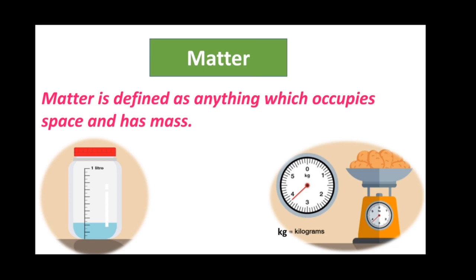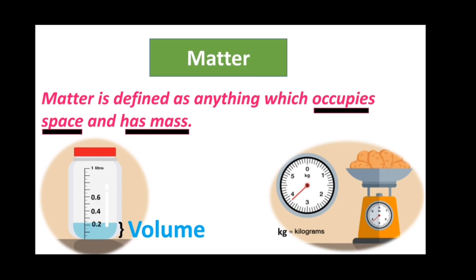From this definition itself, we get two characteristics of matter. They are: it occupies space and it has mass. The single word which represents the amount of space occupied by an object is volume. Here, in this bottle, this much is the space occupied by the water, or we can say it is the volume of the water. How much is the volume? Here, we can see that it is around 0.25 liters.